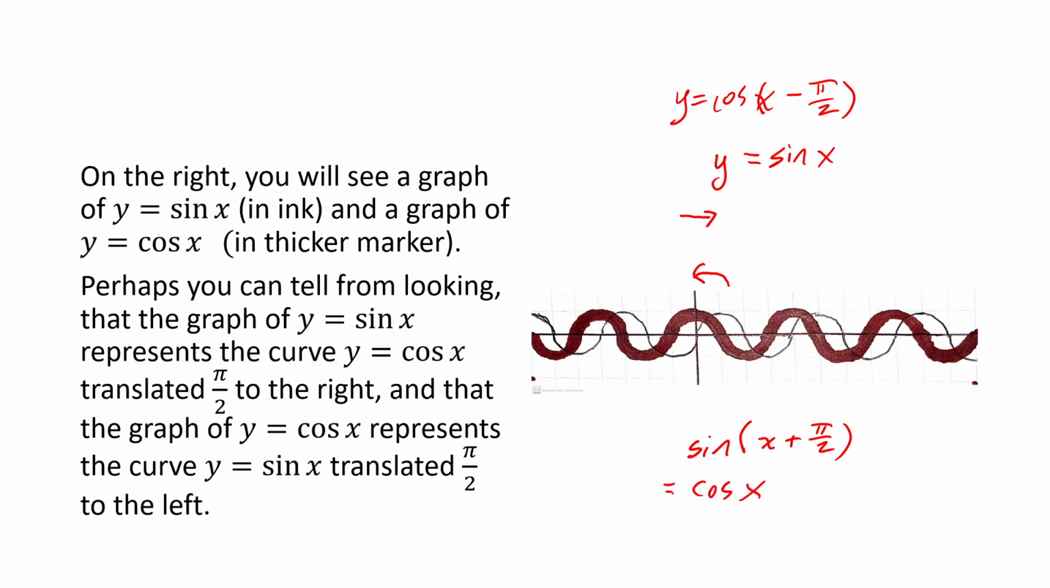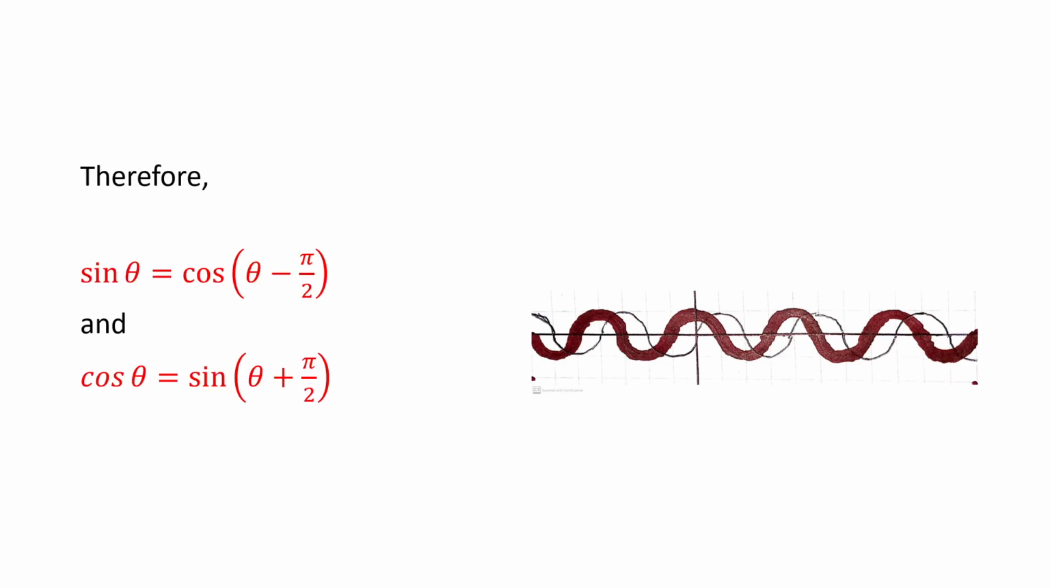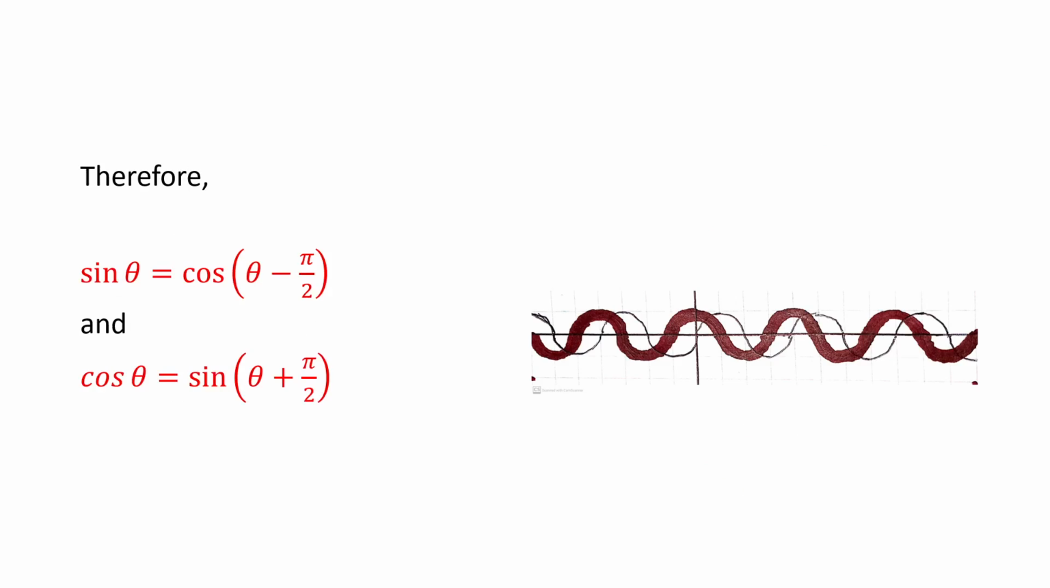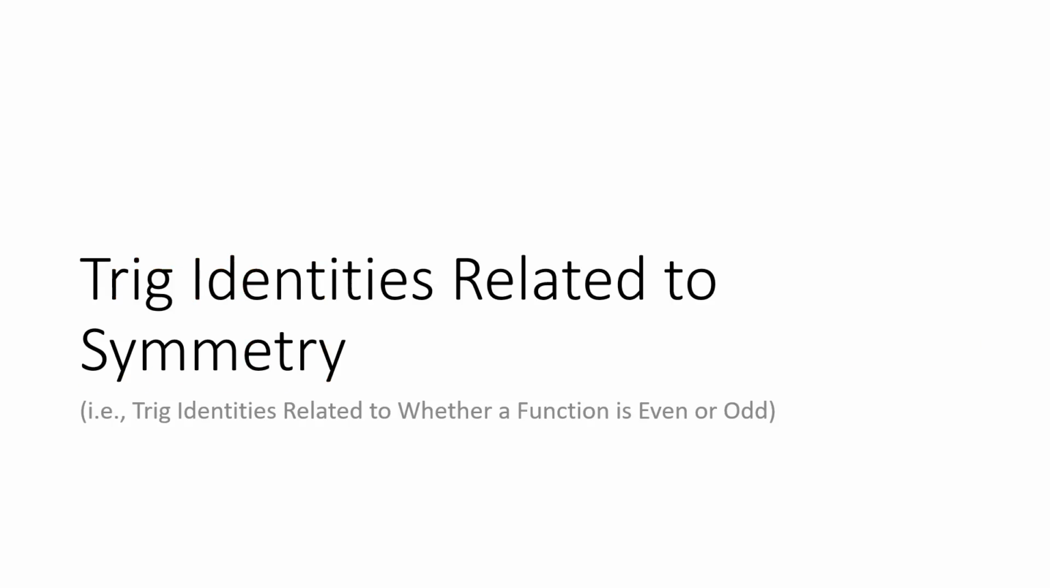So this is rather interesting, and it leads us to a couple of very useful trig identities: that the cosine of theta minus pi over 2 is equal to the sine of theta, and that the sine of theta plus pi over 2 is equal to the cos of theta. Okay, and those are trig identities that are related to translations. Now, let's talk about trig identities that are related to symmetry.